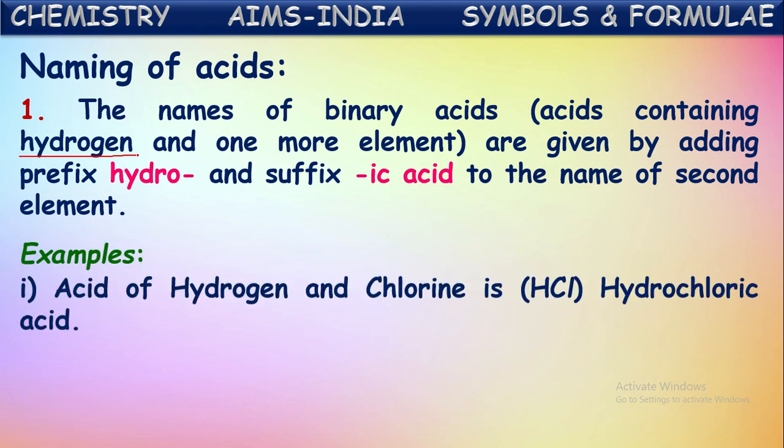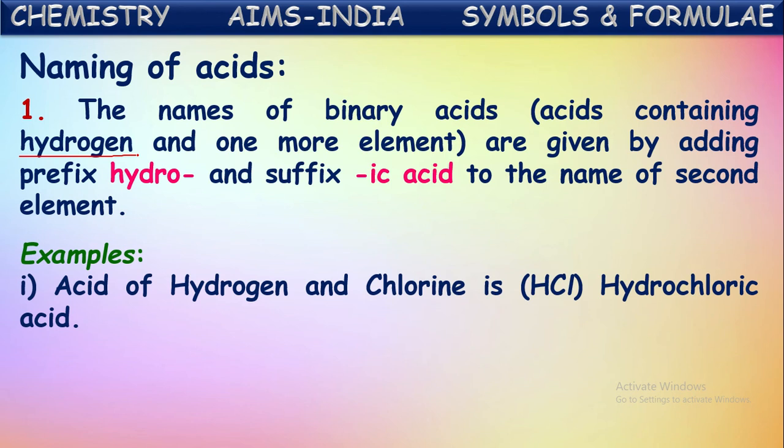See this example, HCl, that is the binary acid formed by hydrogen and chlorine. Now, as we told, first hydro is written in place of hydrogen. And next, the non-metallic element other than hydrogen is named, chlorine. At the end of the non-metallic element's name, ic acid is attached. Now it became hydrochloric acid. If you say it combined, this is named as hydrochloric acid.